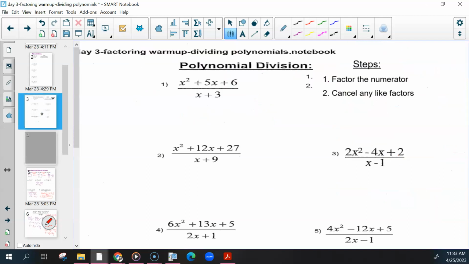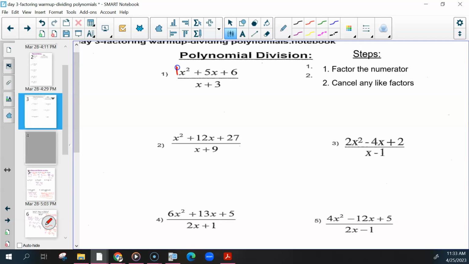Find this page. This is the last thing we're going to talk about today. So we were doing polynomial division by a monomial. Now we're doing polynomial division by a binomial. And there's a specific way we have to go about doing these. We're going to use all the factoring methods we just learned to solve this. So we have to factor the numerator, and then some of the terms will cancel.